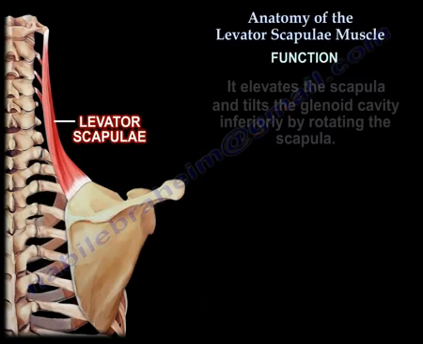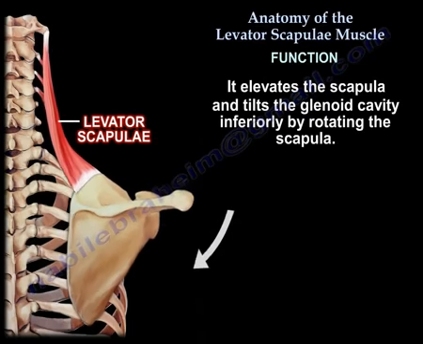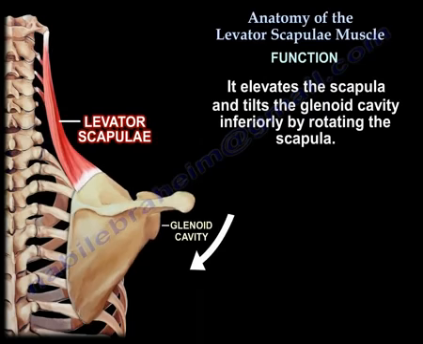Action: it elevates the scapula and tilts its glenoid cavity inferiorly by rotating the scapula. Synergistics are the rhomboids and the trapezius.